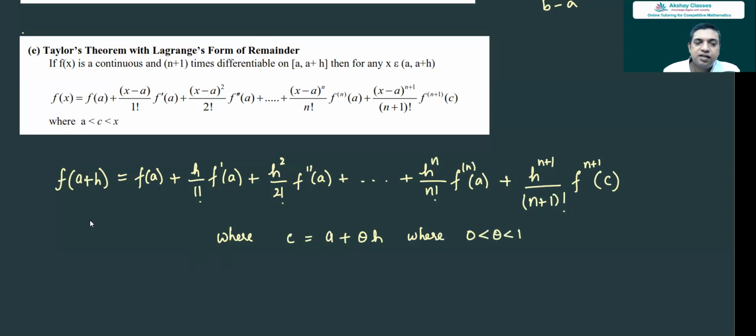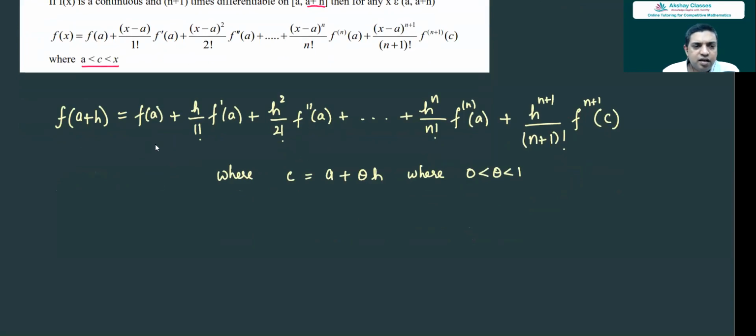See, we are expanding f of a plus h: f of a plus h by 1 factorial f dash a plus h square by 2 factorial into f double dash a, and so on up to the nth term, plus this term. This c is a number between a and x here. So what we have done here is a plus h we have taken as x, and c is some number between a and x.